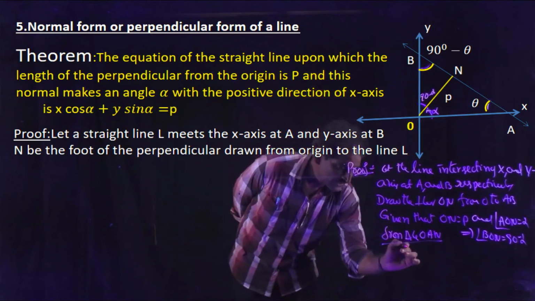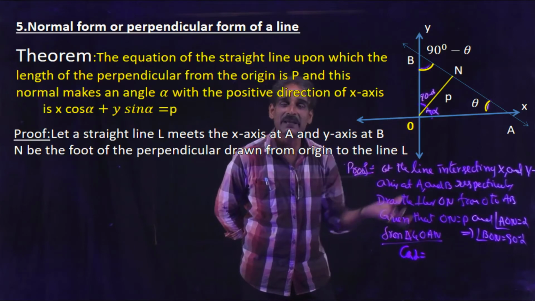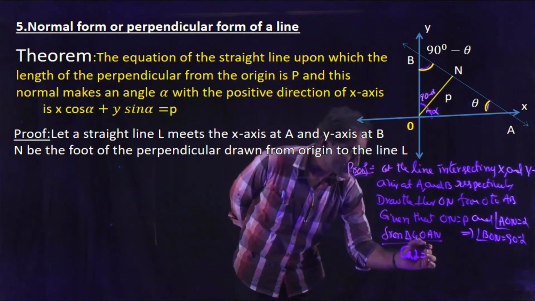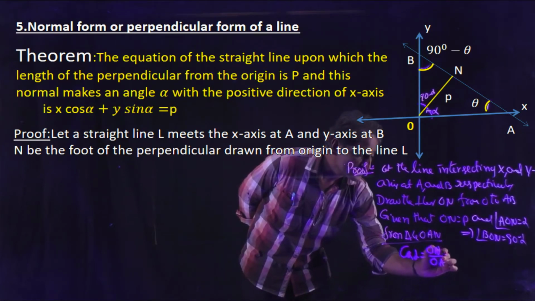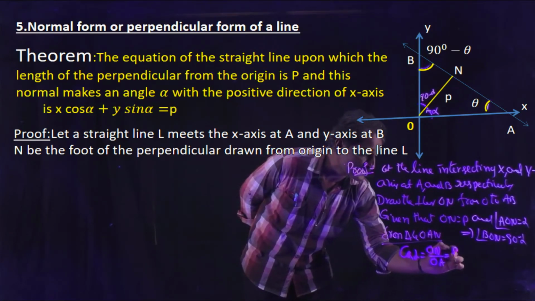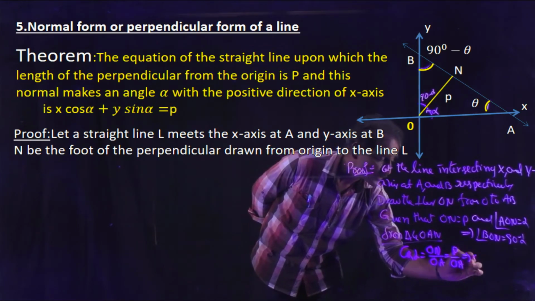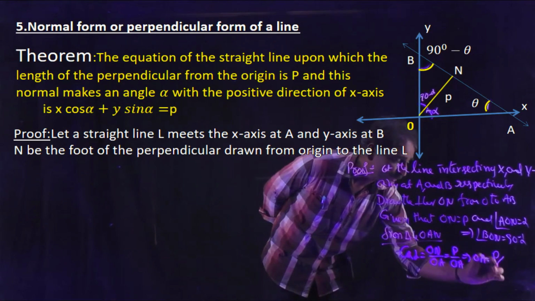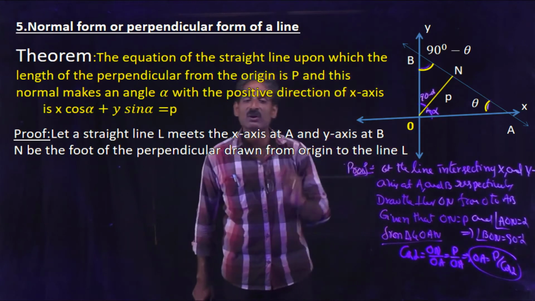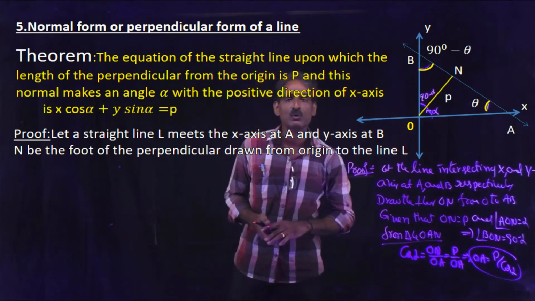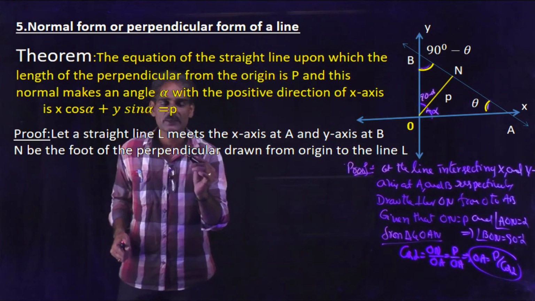Now cos alpha is equal to adjacent side by hypotenuse. Here adjacent side is ON by OA. We have given that ON is equal to p by OA. This implies OA is equal to p by cos alpha. Our aim was how to find out OA length. Similarly, find out OB length. For OB length, we have to take the triangle OBN.